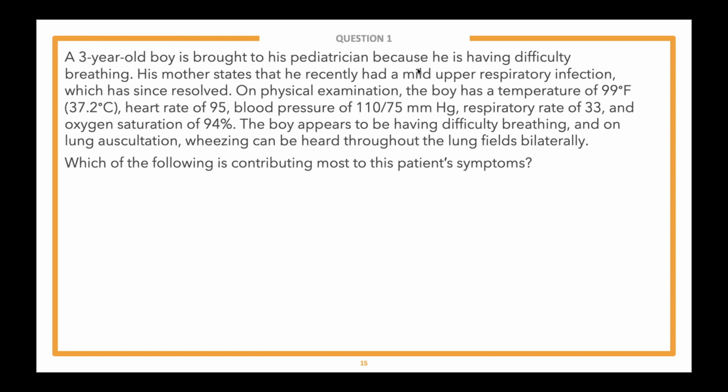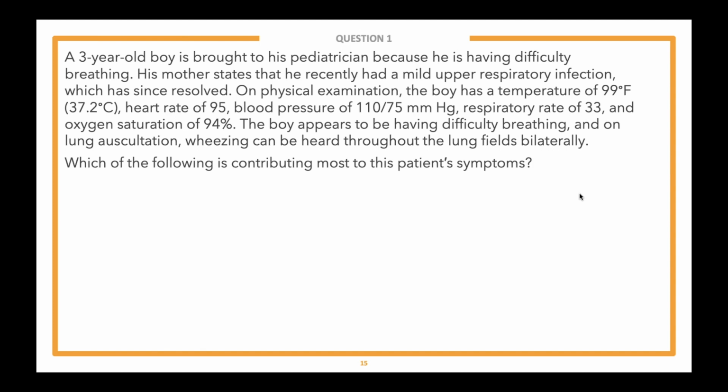A 3-year-old boy is brought to his pediatrician because he is having difficulty breathing. His mother states that he has recently had a mild upper respiratory infection, which has since resolved. On physical examination, the boy has a temperature of 99 degrees Fahrenheit, or 37.2 Celsius, heart rate of 95, blood pressure of 110/75, respiratory rate of 33, and oxygen saturation of 94%.